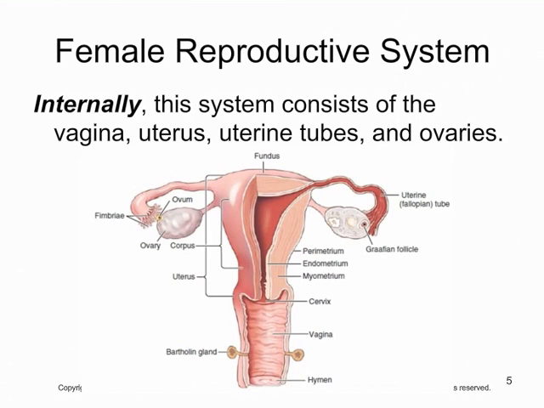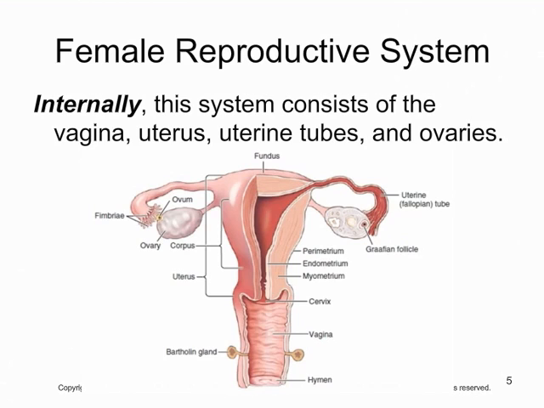Internally, the female reproductive system has the vagina, which is about a 3-inch long structure that connects the uterus to the outside of the body. The uterus itself is a pear-shaped muscular structure that normally hangs out in the pelvic cavity, unless a woman is pregnant, then it kind of blows up into the abdominal cavity. And it functions in menstruation, pregnancy, and labor.